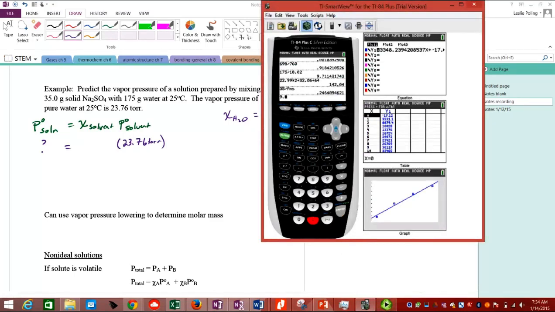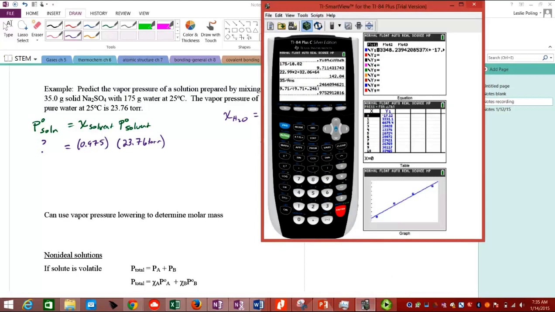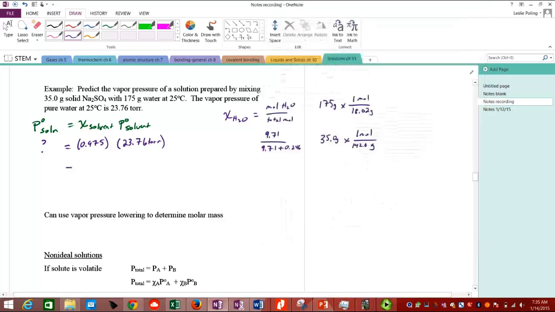So 9.71 is divided by 9.71 plus 0.246. So that gives us a mole fraction of 0.975. And we've got to multiply that. If you just hit multiply, then the answer from the last line is already popped up onto the screen. 23.76. And we know that our pressure is 23.2. And it will be torr.